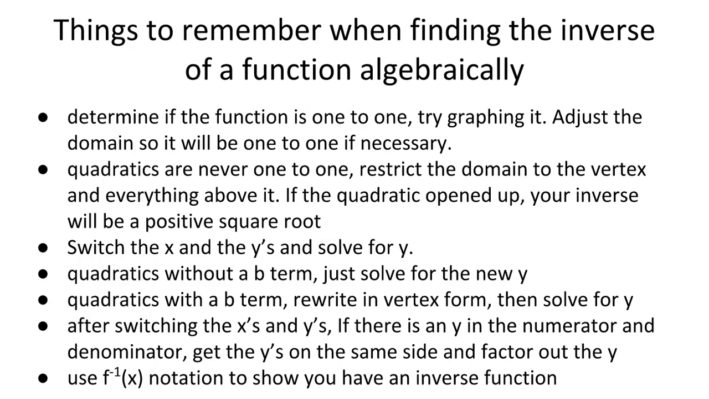We're going to switch the x's and y's and solve for y. If quadratics don't have a b term, well then that's easy. All you do is inverse operations to get y by itself. But if it does have a b term, you're going to have to put it in vertex form and then go from there. And then make sure you always use this f inverse notation to show you've got an inverse function.